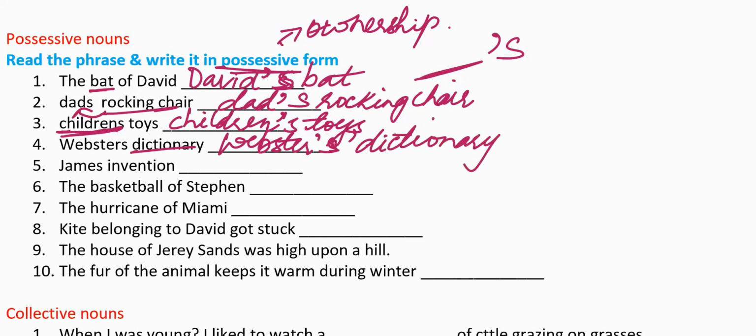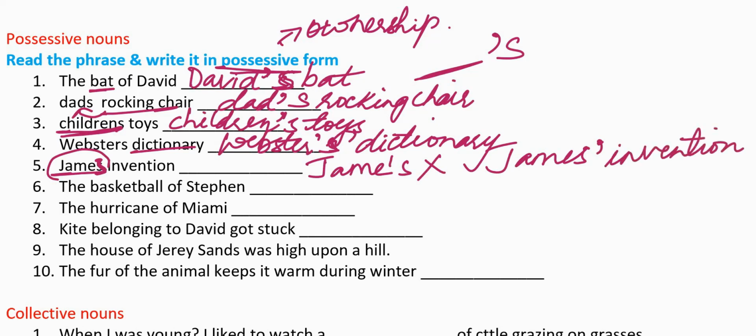Webster's dictionary. James' invention. So remember, James here is the complete name. Do not keep the apostrophe before s. This is wrong. With s together it makes the complete name. So you have to write James and the apostrophe should be after s. James' invention. The basketball of Stephen. So what will you write? Stephen's basketball. Alright, I've done 5 for you. I want you to do the remaining 5.